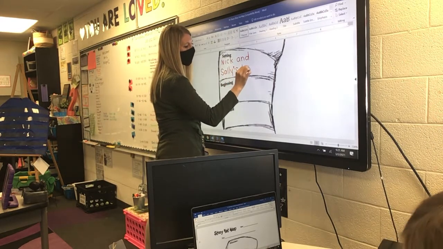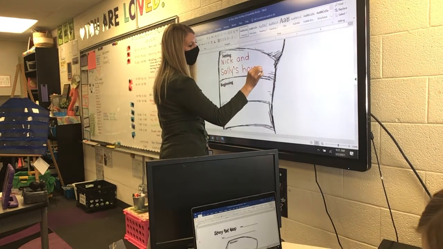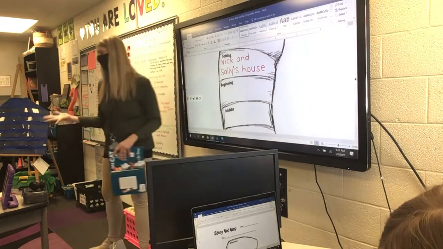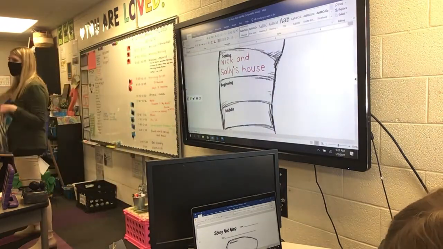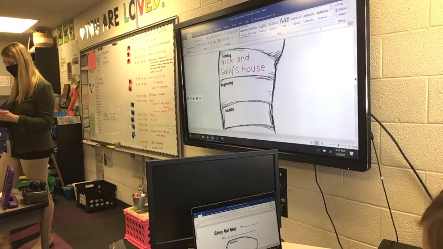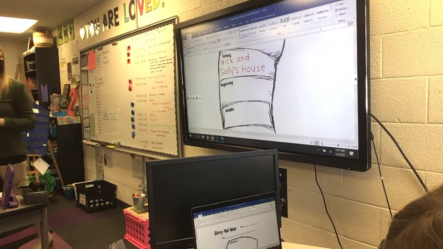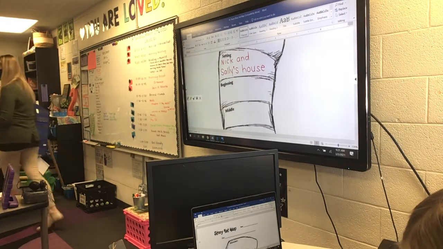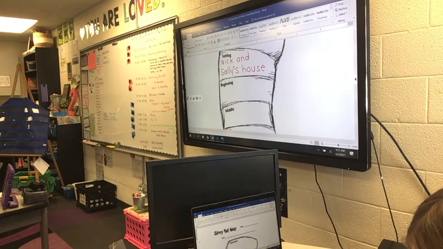And I know we've talked about that before. It's their house. And of course mom's for sure too. And maybe a dad. We don't know if there's a dad, but for sure the mom. Nick and Sally's house. That's where the setting is. This is where the book is taking place.